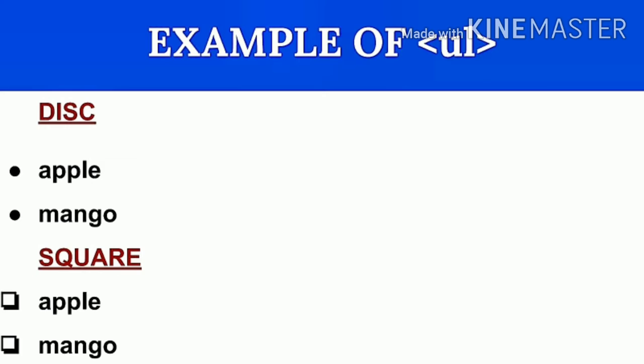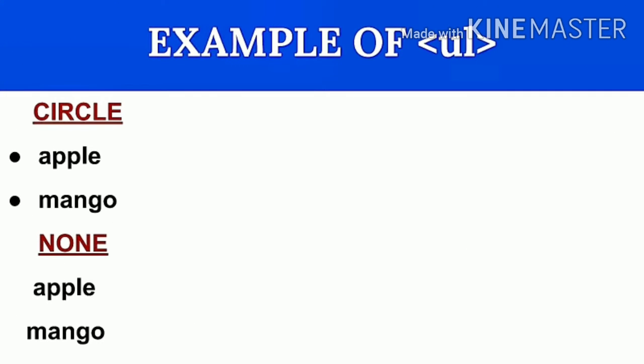The first attribute is disc. If you want to declare your list in the disc type, then your output will be shown like this. Further is the square attribute, where the list is shown in the square type. You can see the example in this. Further is the circle attribute. If you want the circle shape shown before the list, then you can use the circle type in the unordered list. The last one is the none attribute. If you don't want any marker used in the list, then the none type is used in the ul tag.